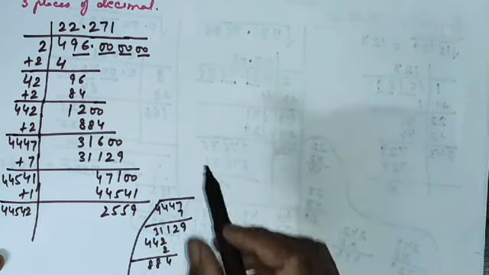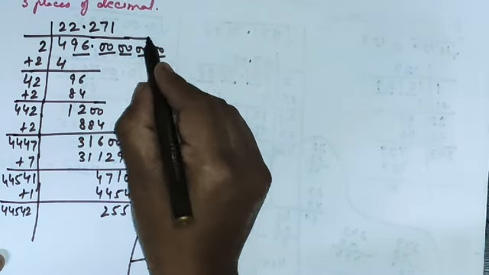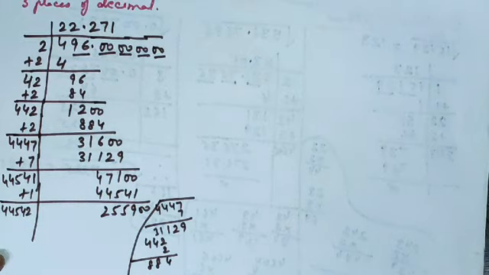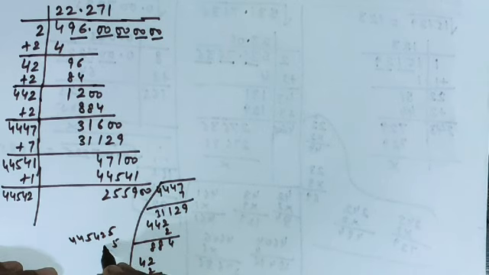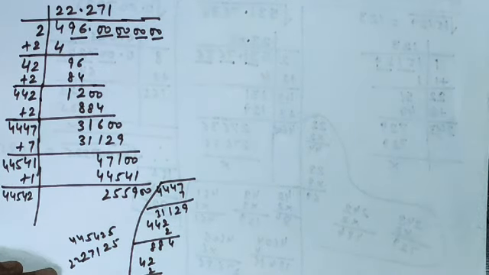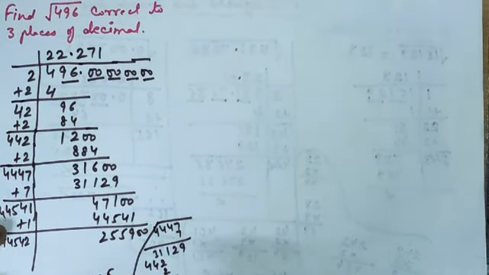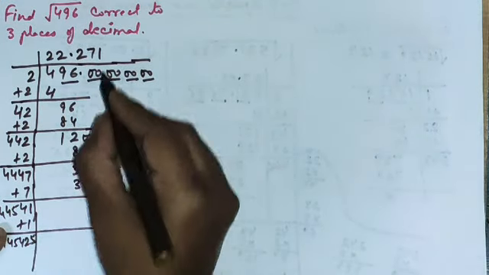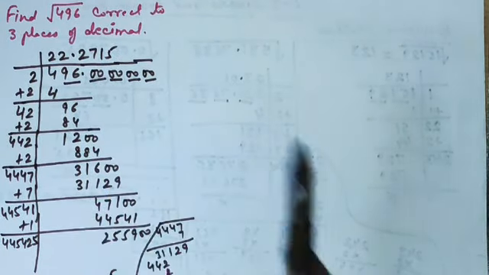So let me take 2 more zeros now. So now 445425. So it is divisible by 5 now. 1 5 here and 1 5 here. So we have found the answer up to 4 places of decimal.